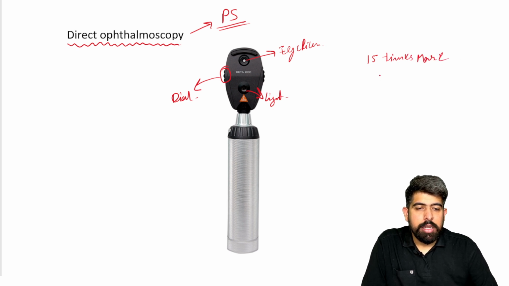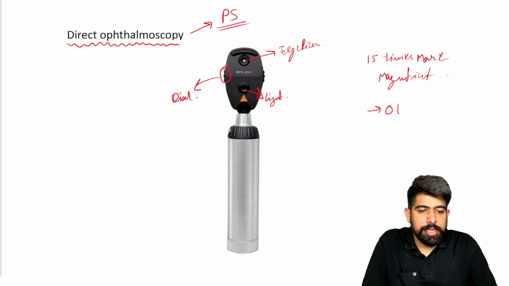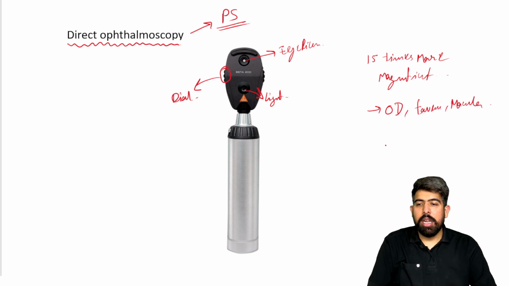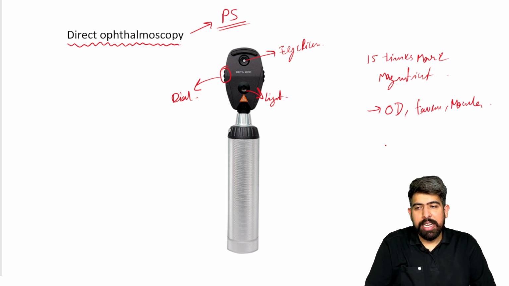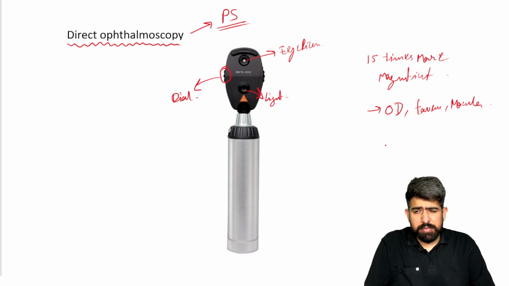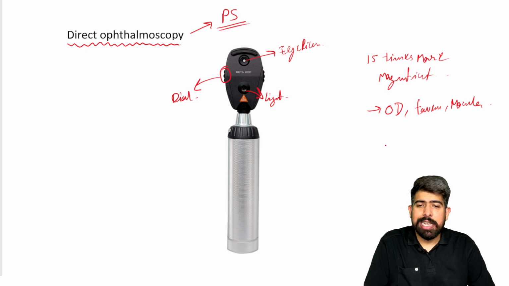Out of this 15 times magnification, that's why through this we can see the optic disc, and we can see the fovea and the macula. We cannot see the periphery of the retina with this direct ophthalmoscope, right? So we use this only when we want to see the optic disc or just the fovea and the macula. We cannot see the periphery of the retina through this direct ophthalmoscope.